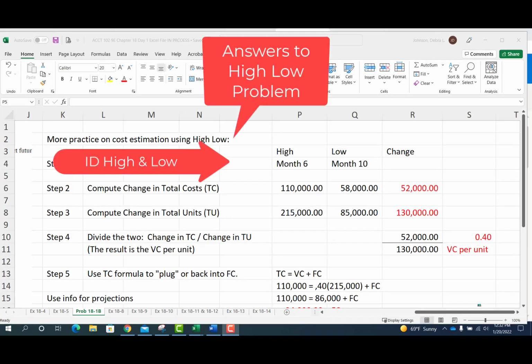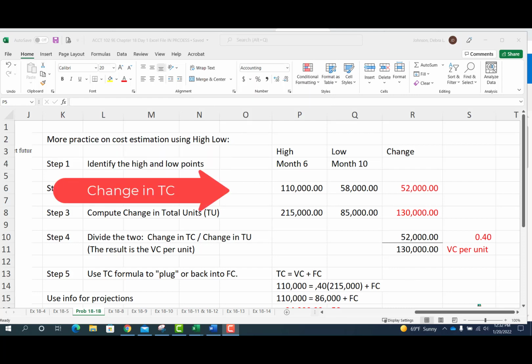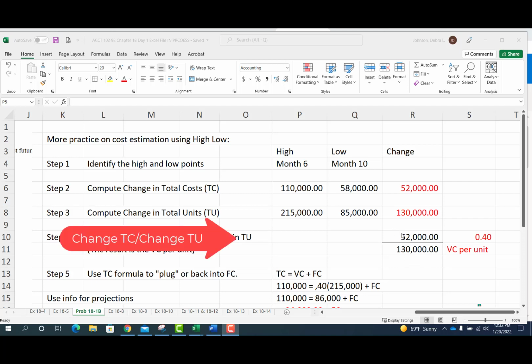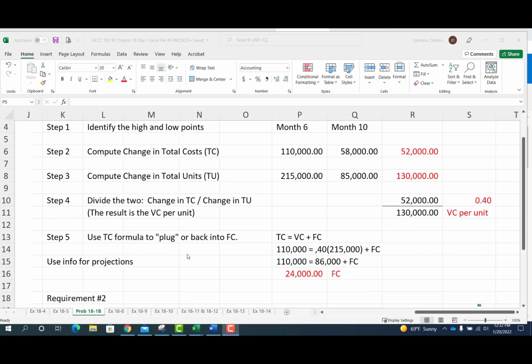Let's check your work. We identified the high point and low point. We calculated the change in total costs, where we came up with 52,000. We computed the change in total units, which was 130,000. We took those two and divided the change in costs by the change in units, and we came up with 40 cents as the variable cost per unit. We then used either one, either the high or low point, to back into the fixed cost. This came out to be 24,000.